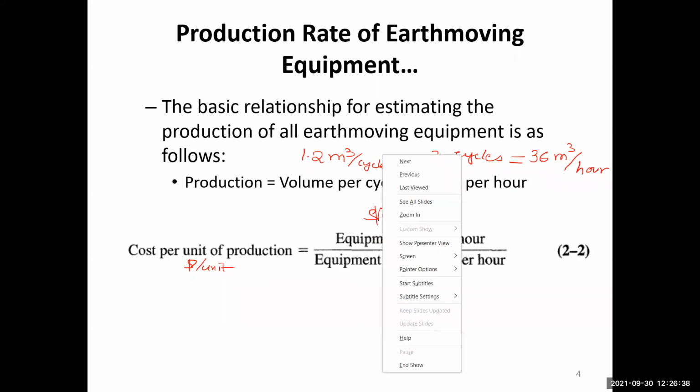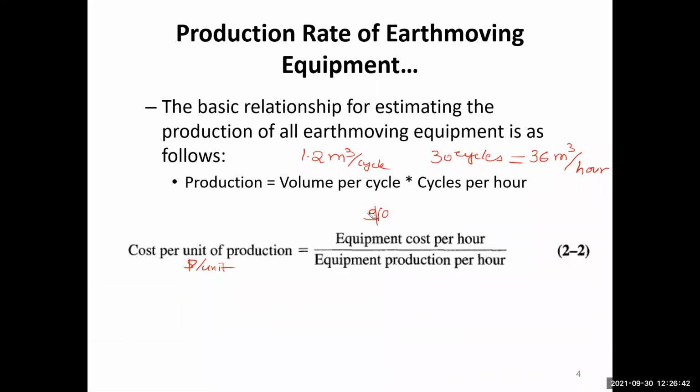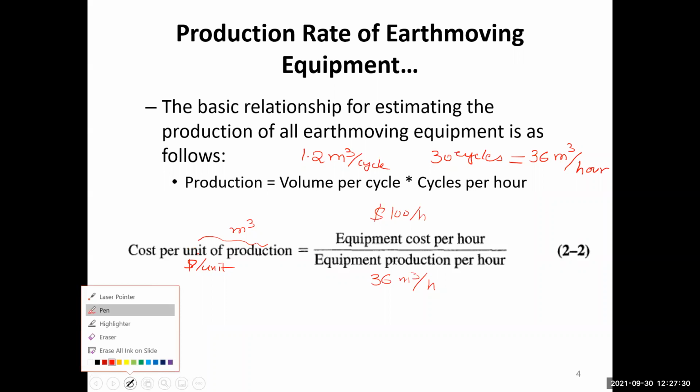if we can rent that equipment for $100 per hour, and the equipment production per hour is 36 cubic meter per hour, then per hour will cancel. So it will be dollar per cubic meter. The unit of production here is cubic meter, so our answer will be in terms of dollar per cubic meter.